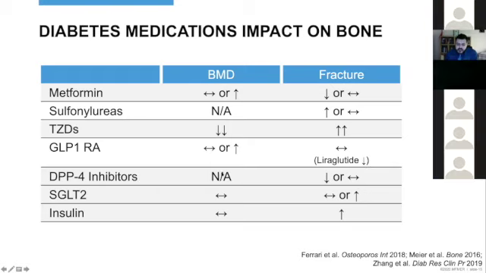DPP-4 inhibitors, no data on BMD, but there is either neutral or improvement in fracture risk. SGLT2s, we have individual data. Most of it comes from canagliflozin, but it could be a class effect that there is maybe an increased risk of fracture, although the remainder of the data is controversial so far.